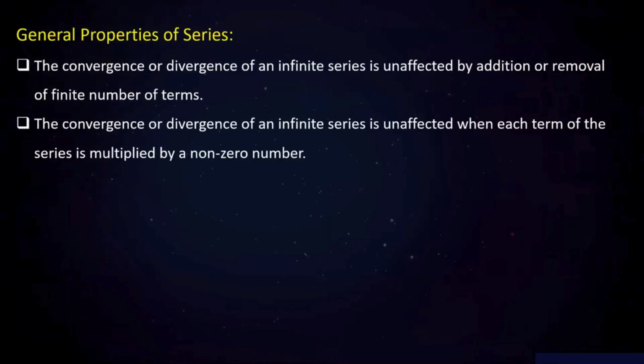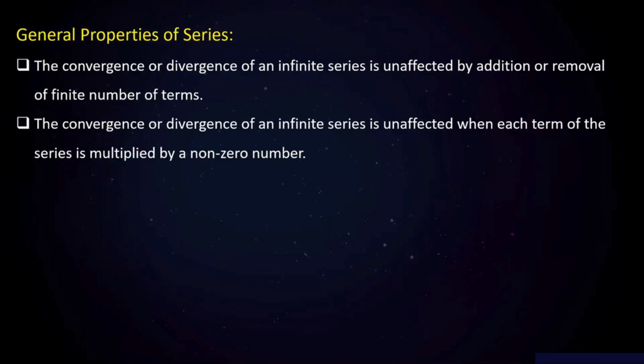Now, look at these two statements. I can say general properties of some series. When you are given an infinite series, the convergence or divergence of that infinite series remains unaffected even after addition or removal of a finite number of terms. If you add or remove some finite number of terms from the series, it has no influence on the convergence or divergence of the series. If it was convergent earlier, even after addition or removal of the terms, it remains convergent. If it was divergent, it remains divergent, right?